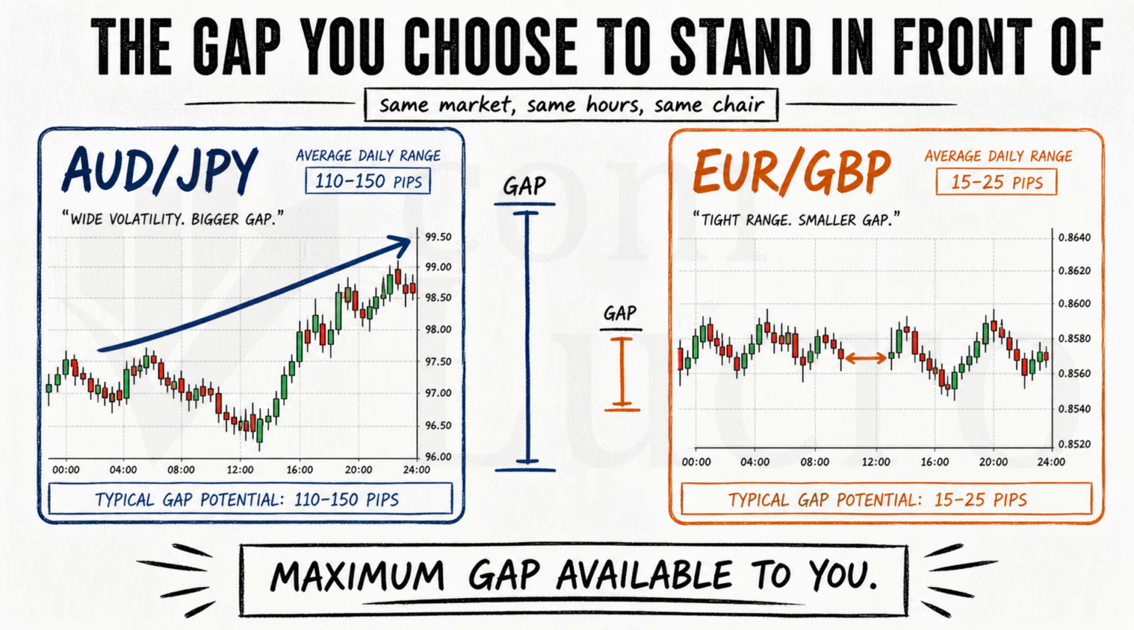And the mirror image of that is where the good days live. Strongest against weakest is the maximum gap available to you at that moment. It's why AUD JPY on a strong risk-on day can run for hours, while EUR GBP shuffles sideways 20 pips. Same market, same hours, same session, same trader sitting in the same chair. The only difference is the size of the gap you chose to stand in front of.